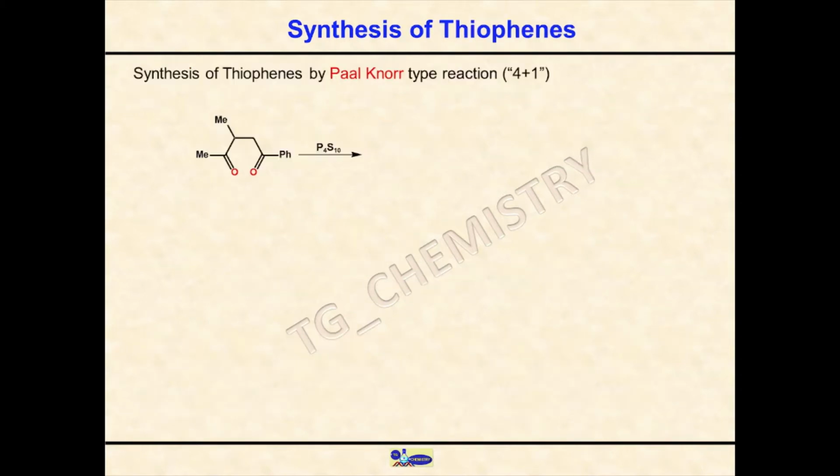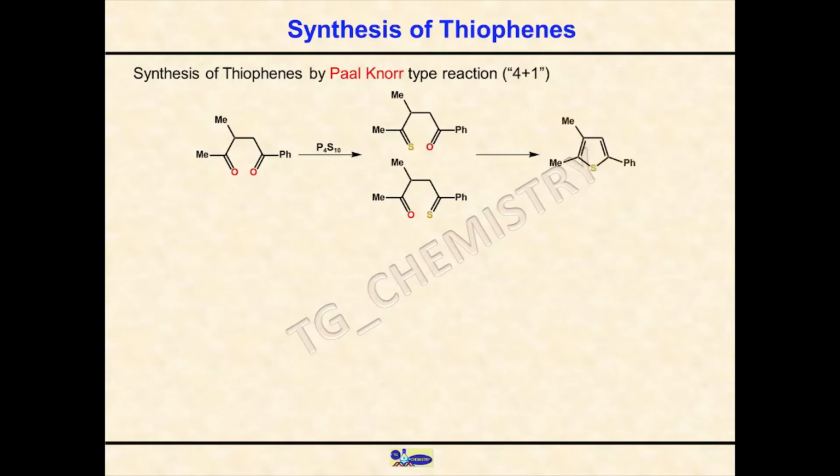Now we will talk about the synthesis of thiophenes. The 4+1 strategy, like the pyrrole strategy, of synthesizing thiophene using 1,4 dicarbonyl and phosphorus pentasulfide will form these two compounds, which eventually lead to the thiophene derivatives. Now this reaction can also occur via the 1,4-bis thioketone intermediate.